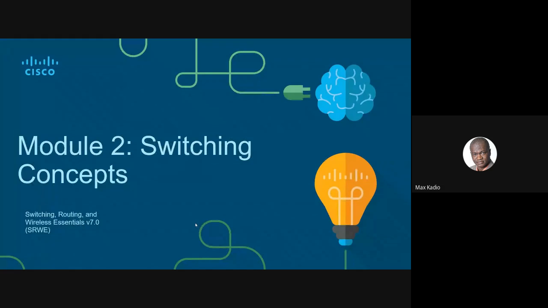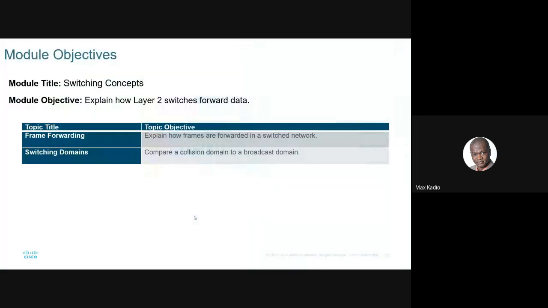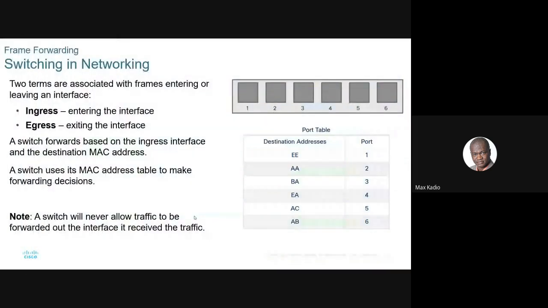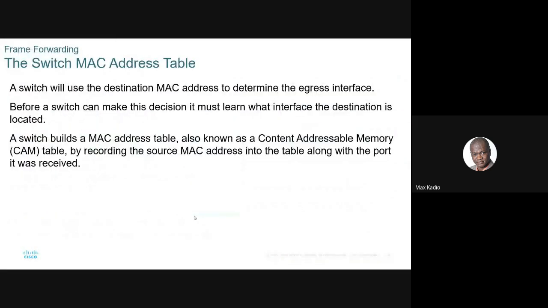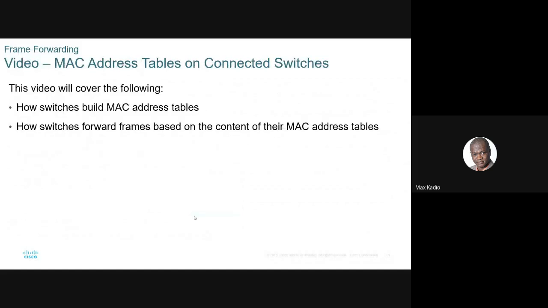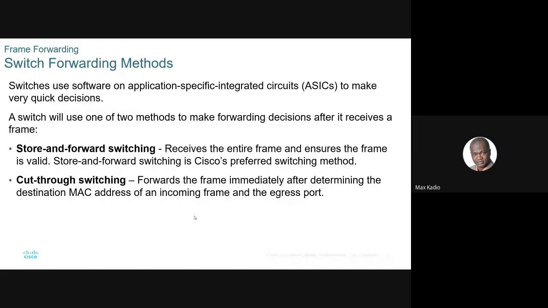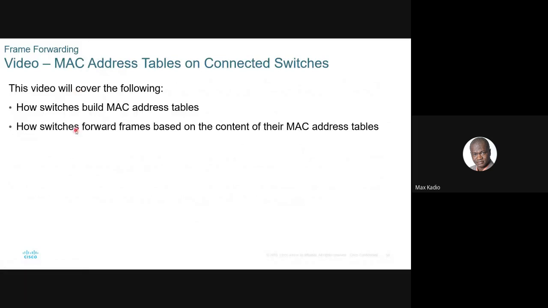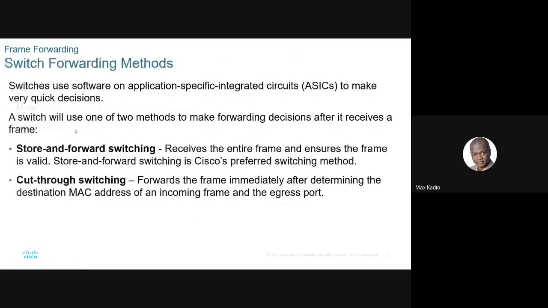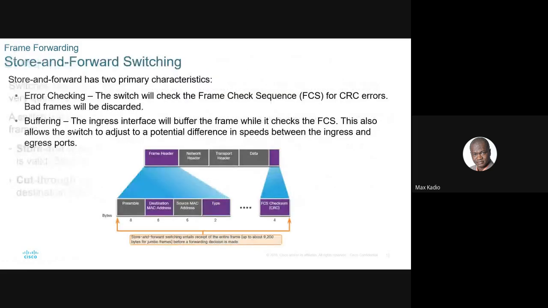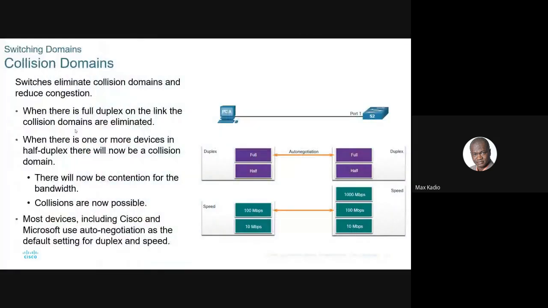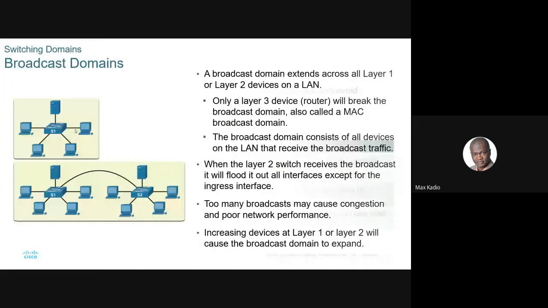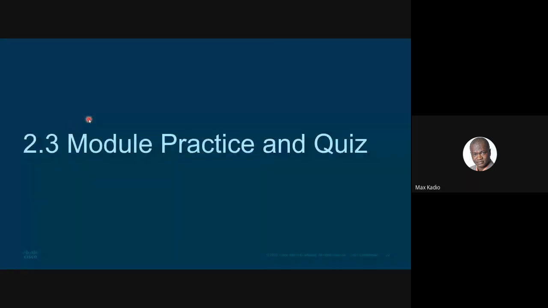So we all know that a switch is a layer 2 device dealing with MAC addresses. We know how to find the MAC address table and forwarding. You have a video explaining the MAC address table. I'll explain again now. MAC address table, switching, forwarding methods. It's a very short one.